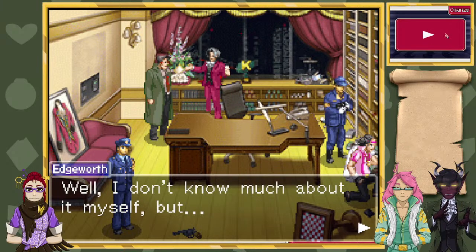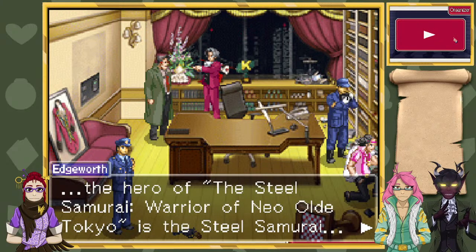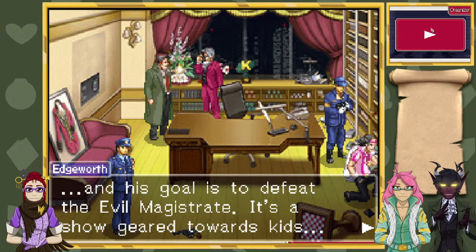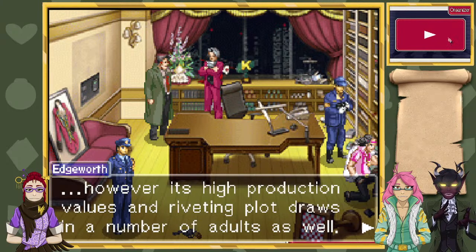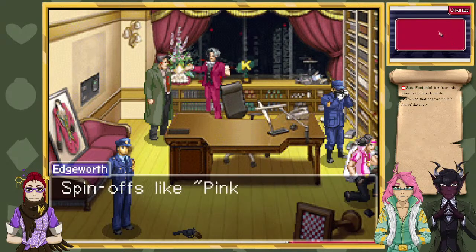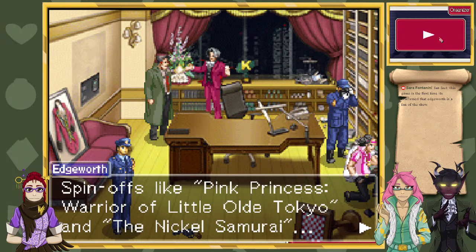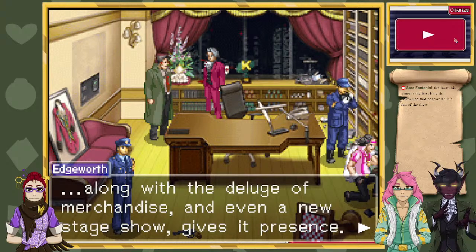Well, I don't know much about it myself, but the hero of the Steel Samurai, Warrior of Neo-Old Tokyo, is the Steel Samurai. And his goal is to be a warrior in Neo-Old Tokyo while defeating the evil magistrate. It's a show geared towards kids. However, its high production values and riveting plot draws in a number of adults as well. Spin-offs like Pink Princess, Warrior of Little Old Tokyo, and The Nickel Samurai, along with the deluge of merchandise, and even a new stage show, gives it presence.